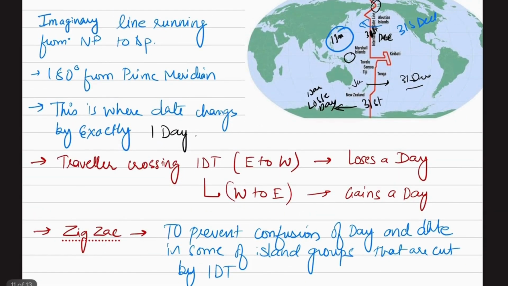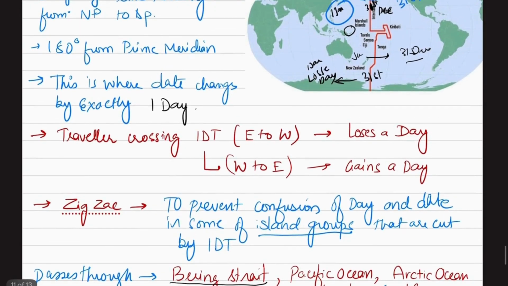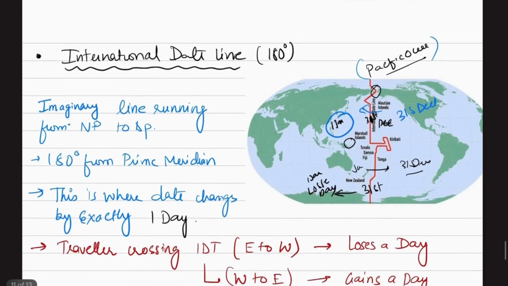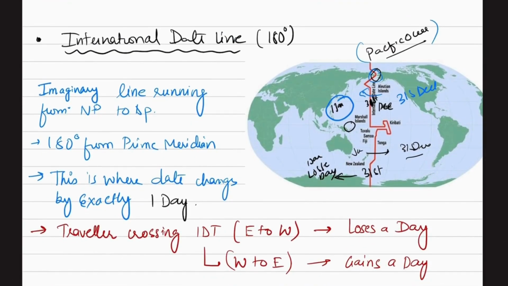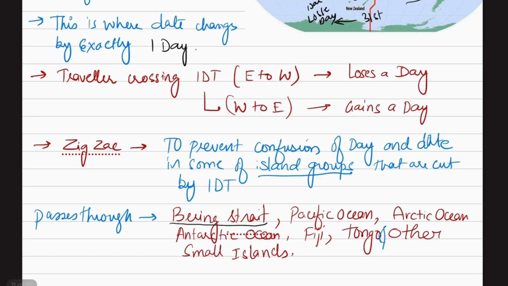This line is zigzag. Why is it zigzag? Because if it were a straight line, island groups would come in between. If a land mass comes in, it becomes difficult for a country to have a different day in that. So to manage it, we have given a zigzag line here, which crosses only through water bodies. It passes through the Bering Strait, and then the Pacific Ocean, Arctic Ocean, Antarctic Ocean, Fiji, Tonga, and some small islands.